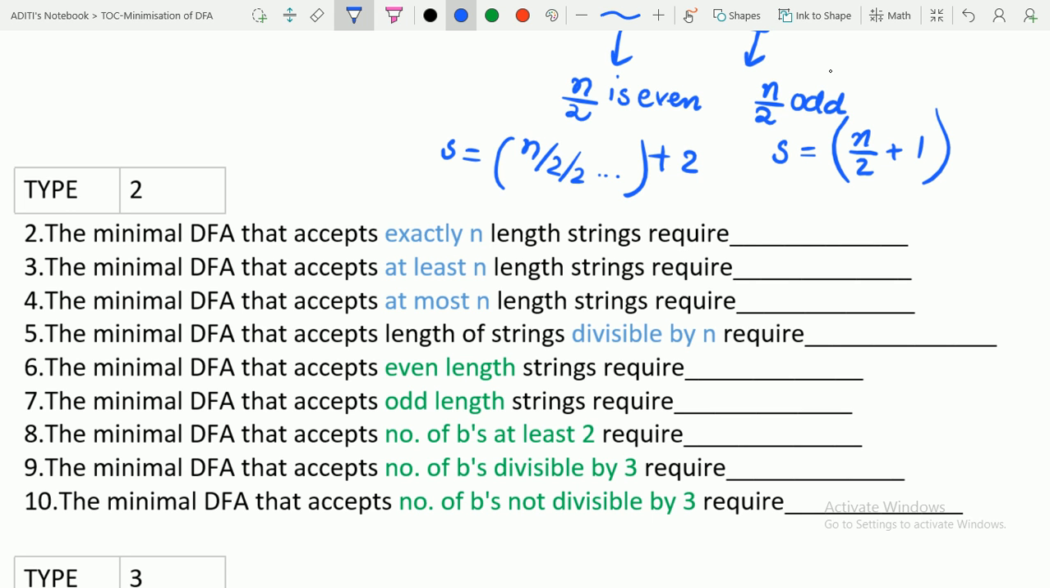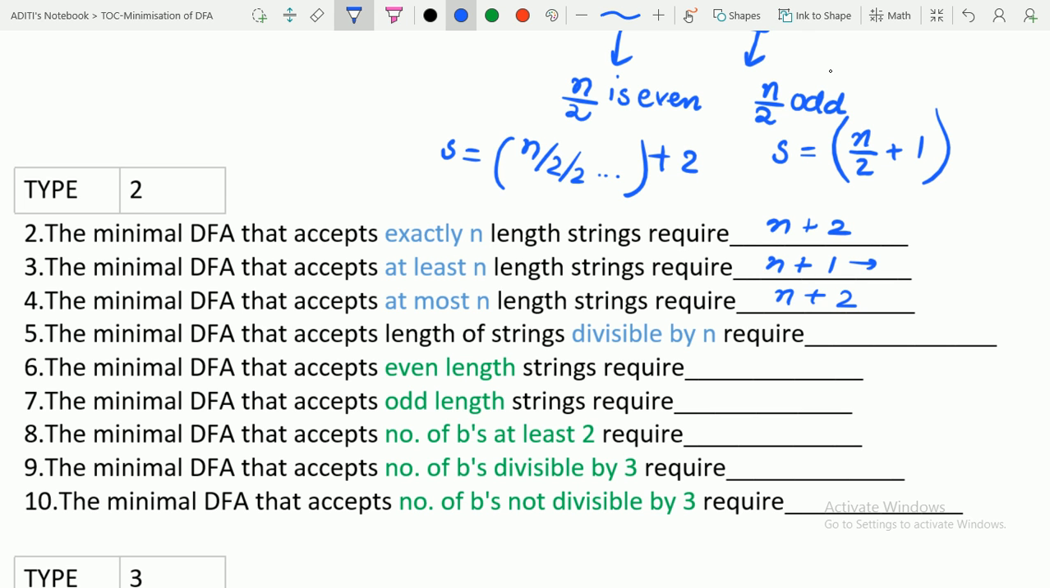Now consider the type 2 generalized results. First of all, you need to remember only 3 or 4 statements. The minimal DFA that accepts exactly n length strings will require n plus 2 states. That has to be memorized. The minimal DFA that accepts at least n length strings will require n plus 1 states. And the minimal DFA that accepts at most n length strings will require n plus 2 states. This is different, and these two are both n plus 2, so you can remember like that: exactly n, n plus 2; at least n, n plus 1; at most n, n plus 2.